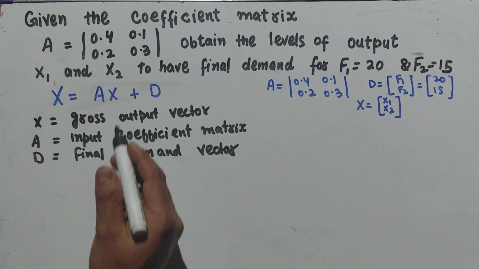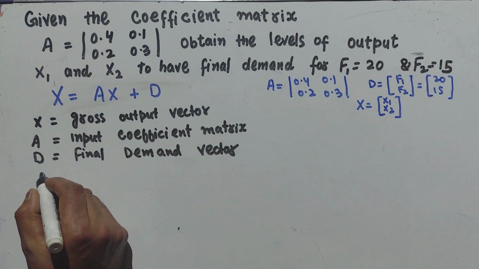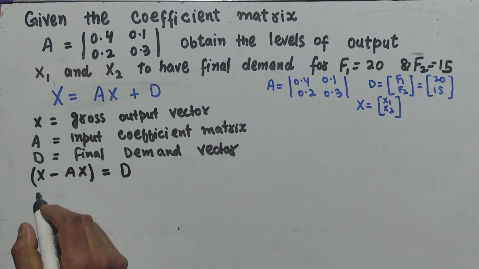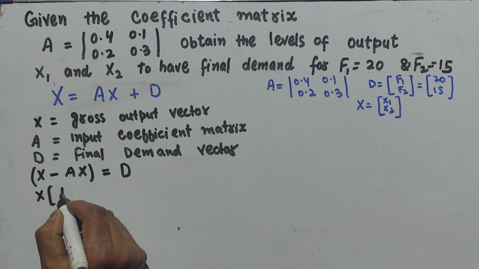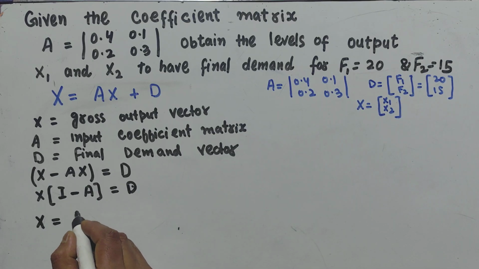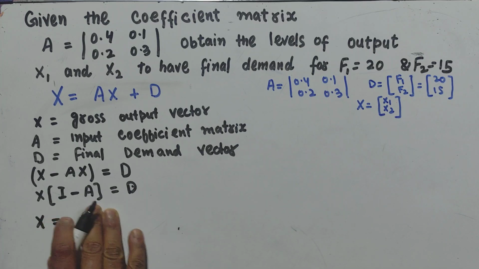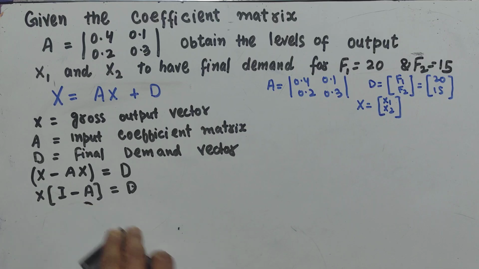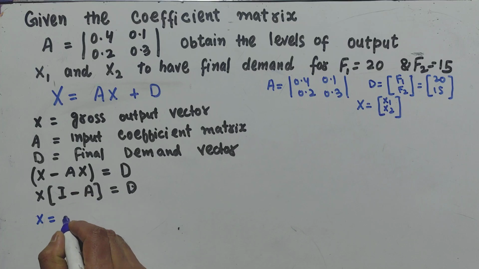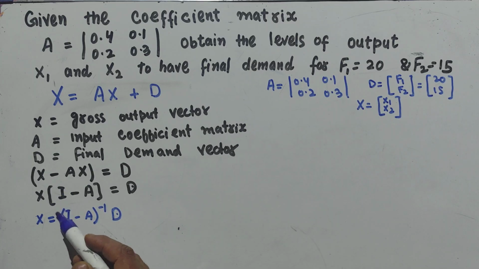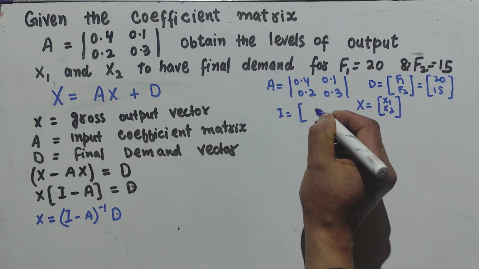Okay, now if I solve this equation, we can rewrite it like this: X minus AX is equal to D, or we can take X common and we are left with I minus A times X equal to D. So X will be equal to I minus A inverse D. Here I is the identity matrix.